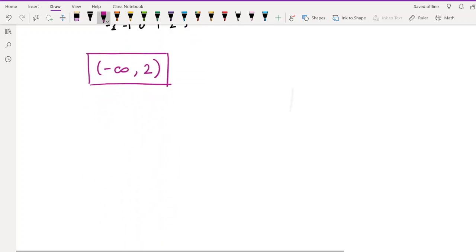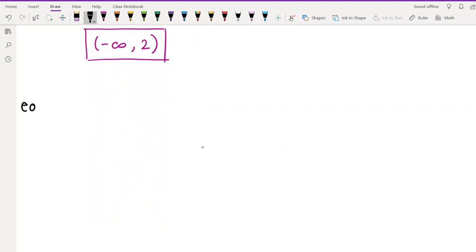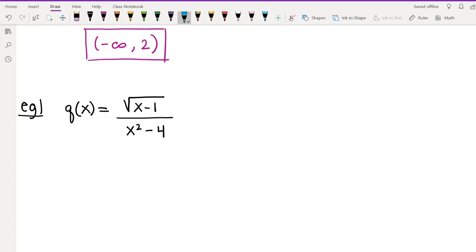All right, so last example of this video, and this is probably the trickiest one. So let's say that we have the function q of x is equal to the square root of x minus 1 over x squared minus 4. So this is kind of like the last one in that we have two issues that we need to address. We need to address the fact that the radicand cannot be negative. And then we also need to address the fact that the denominator cannot be 0.